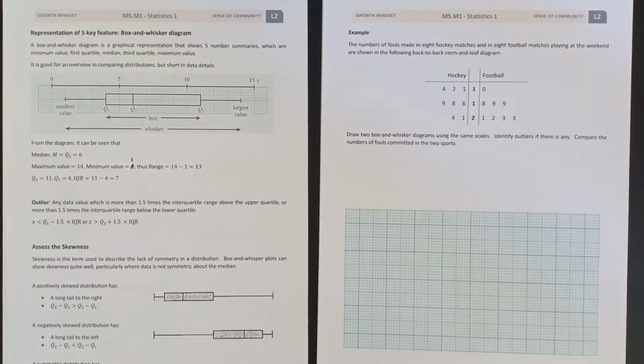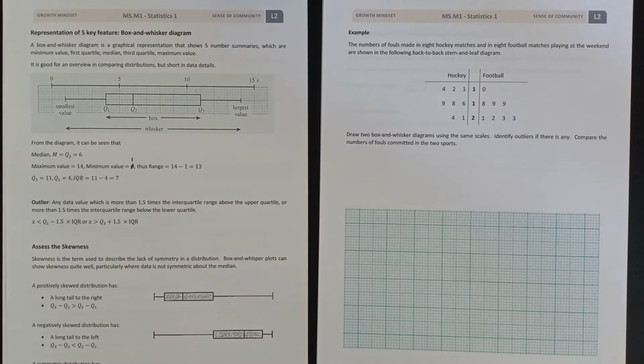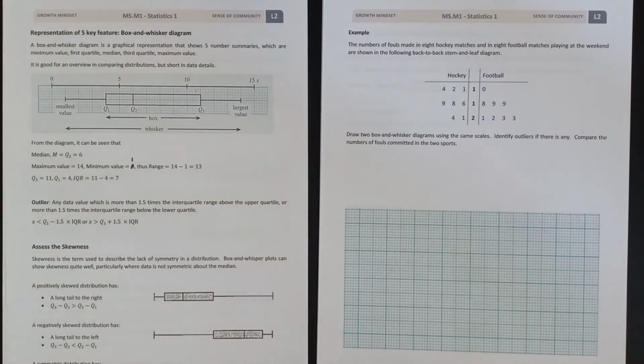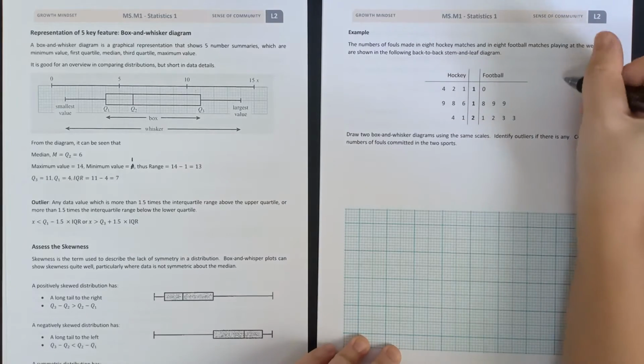The number of fouls made in 8 hockey matches and 8 football matches played at a weekend are shown here in this back-to-back stem and leaf diagram. Draw 2 box and whisker diagrams using the same scale and identify the outlier. Compare the number of fouls committed in the 2 sports. I hope you still remember how to read this, but I think I left out the key, so I will write it down in your notes.